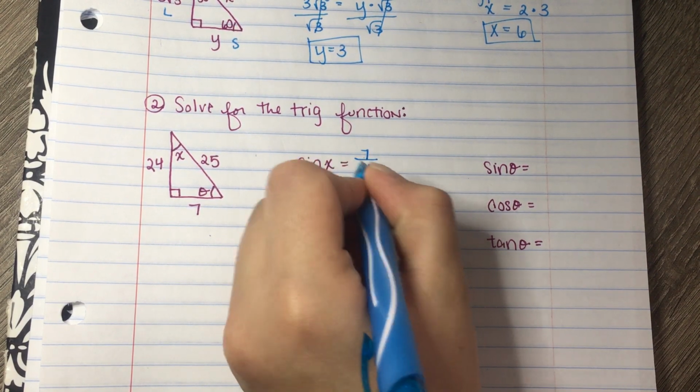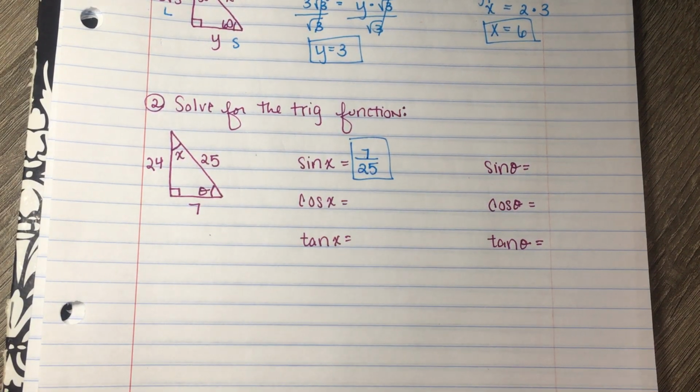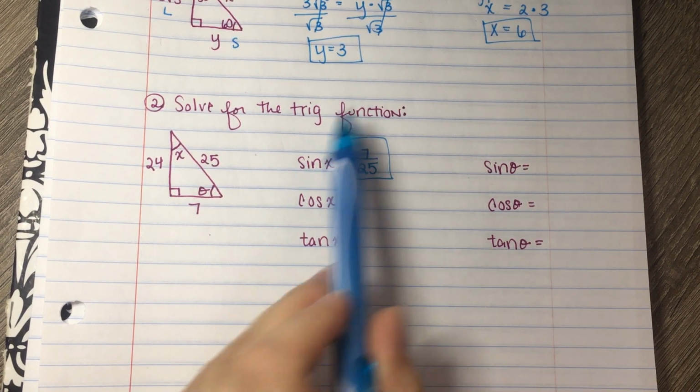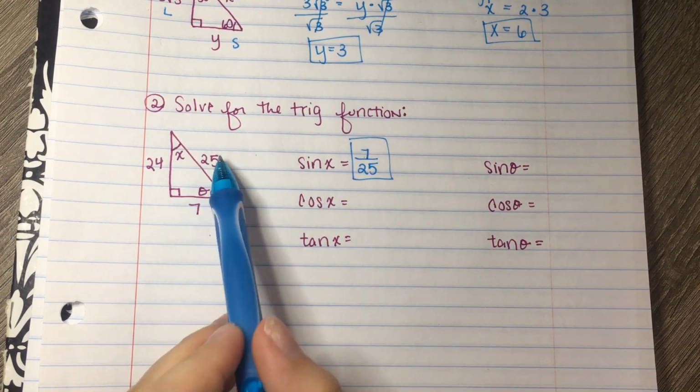I do not want decimals. Trig functions are ratios of two numbers. However, if you can simplify it, then go ahead and divide numerator and denominator by a common factor, but you can't simplify it here, so just opposite over hypotenuse.